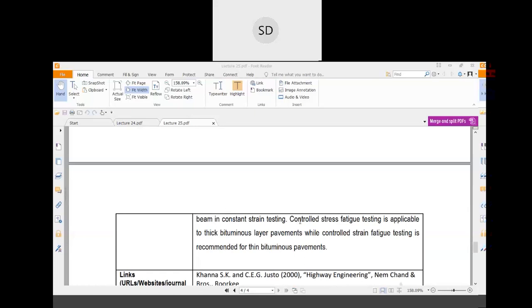Controlled stress fatigue testing is applicable to thick bituminous layer pavement, while controlled strain fatigue testing is recommended for thin bituminous pavement.